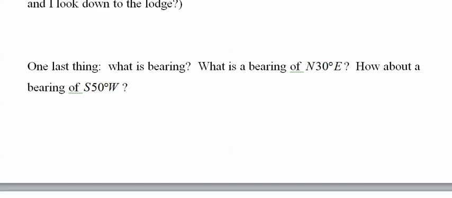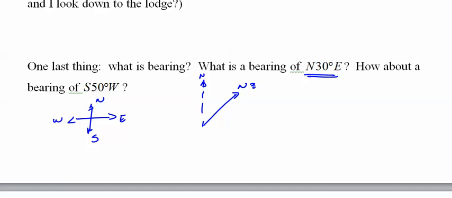And one last thing. This has all been pretty quick. What does bearing mean? So this is bearing north 30 east. Hopefully you know, never eat soggy waffles or never eat sour watermelon. It's a compass. So a bearing of north 30 degrees east would be this, meaning go north and then go to the east 30 degrees.